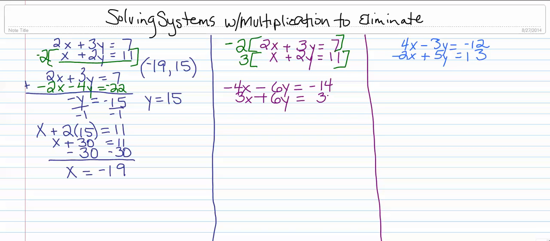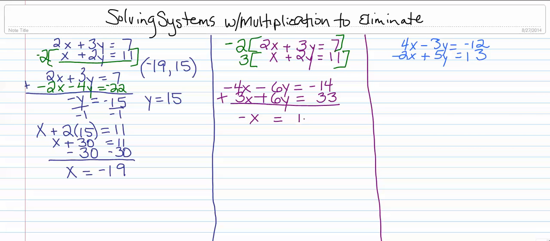So now I can combine my like terms simply by adding the two equations together. A negative 4 plus 3 will end up with a negative 1x. Negative 6y plus 6y, those eliminate. They cancel each other out because they're opposite coefficients. And negative 14 added to 33 gives me 19.